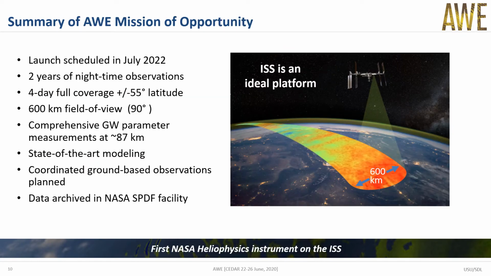In summary, OR is a 2-year mission scheduled to be launched in July 2022. Our measurements are nighttime with full coverage over the latitude range of the ISS every 4 days. The ISS is an ideal platform for us in terms of mass, power, orbital coverage and data requirements. A 600 kilometer field of view enables comprehensive gravity wave measurements from our atmospheric maps. In addition, state-of-the-art modeling using 2 global and 2 regional models already exists. Our co-investigators are all experts in these measurements.